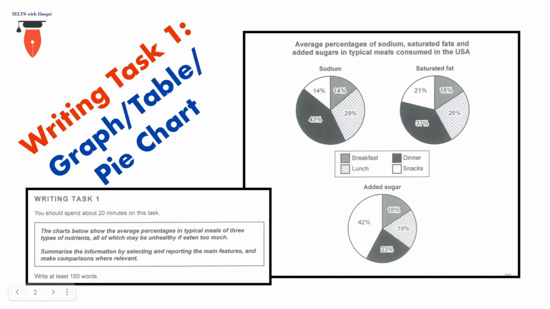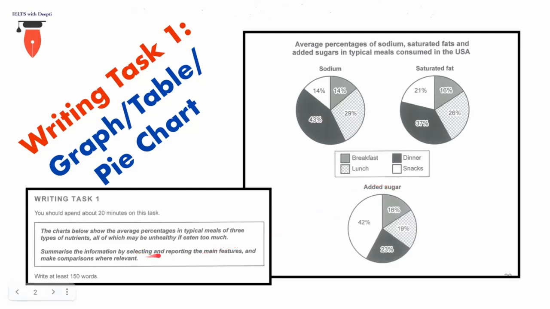So this is one of the types you may get, which is a pie chart. So on the bottom left of the screen, you can see that I have shown you how the task would actually look like. So it says the pie charts show the average percentage of typical meals of 3 types of nutrients. So they are talking here about sodium, saturated fat and added sugar. All of which may be unhealthy if eaten too much. Now that is important here, that if these are eaten too much, they can be unhealthy for an individual.